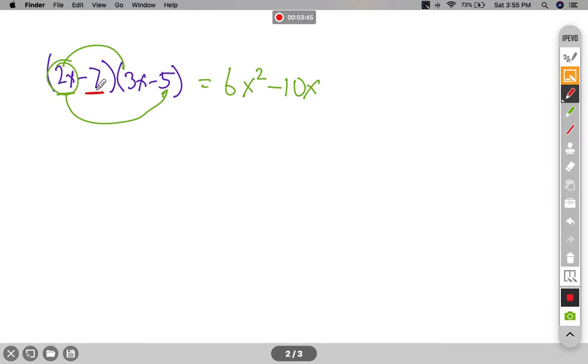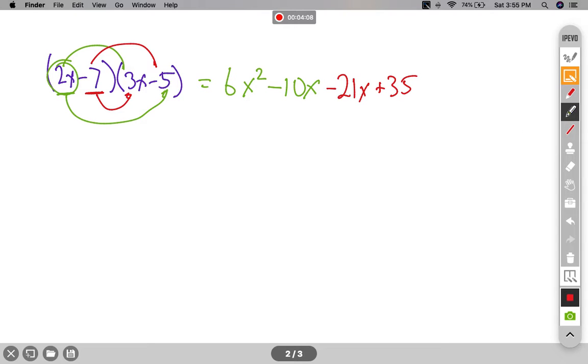Now I come along and I distribute the negative 7. Don't forget the negative when you distribute the 7. I take the negative 7 times the 3x. It's a negative 21x. I take the negative 7 times the negative 5. I get negative times the negative is positive, 35.